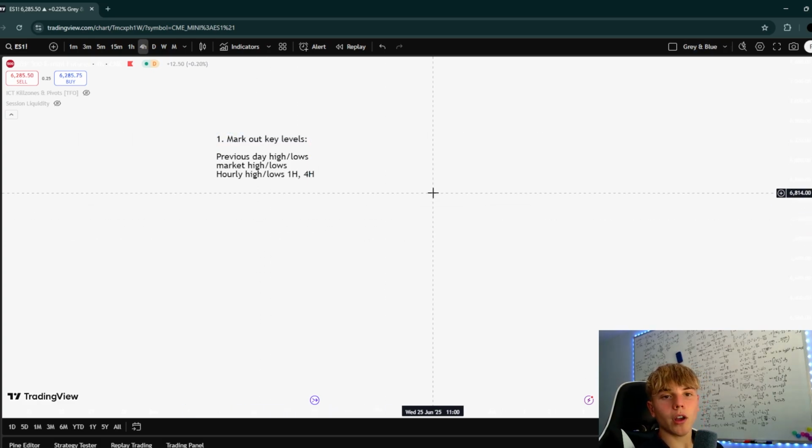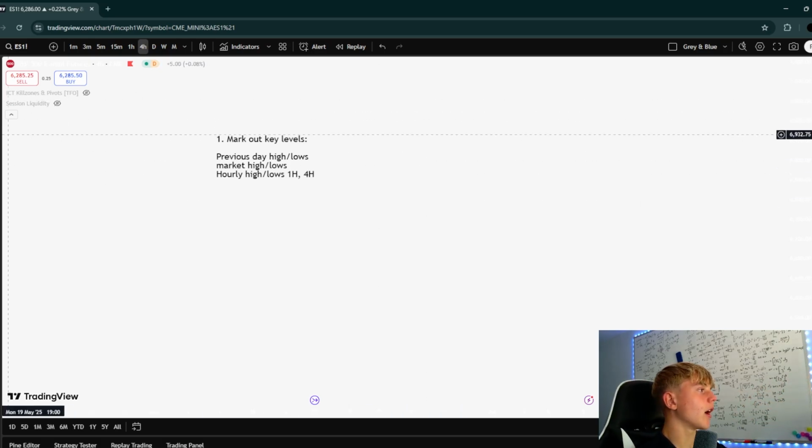Now, why do I use these key levels? Well, these key levels help me identify places where liquidity is resting, as my strategy revolves all around liquidity. So once I've marked out the key levels, we can then identify where in the market the liquidity is resting, so we know if the market ever gets to one of these points, we are going to be up for a trade.